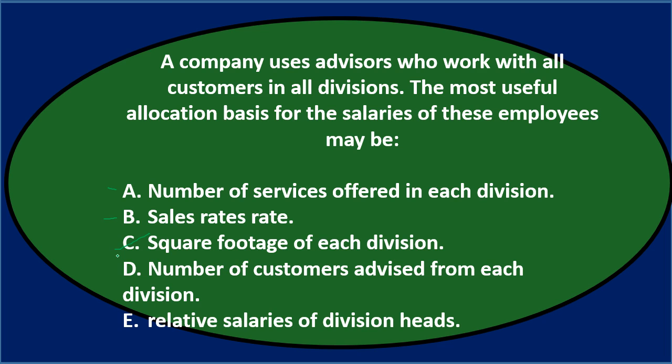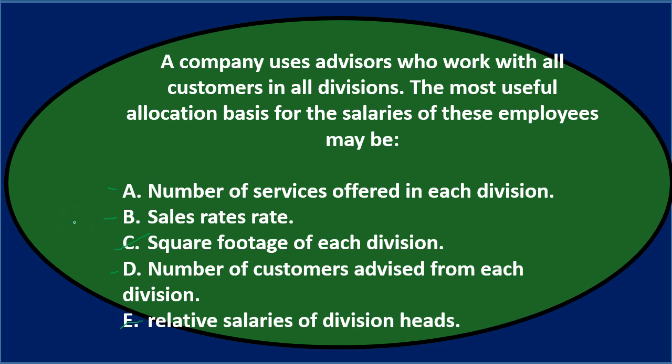So D says number of customers advised from each division. Now, that seems fairly reasonable to do, because that's what they're spending their time doing as advisors. And then E says relative salaries of each of the division heads. We could use that, but it doesn't seem like the most direct and appropriate thing to use.